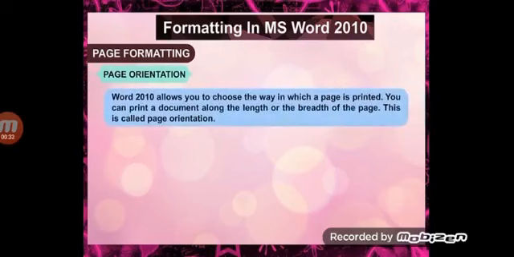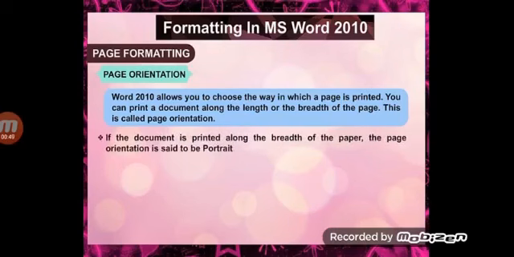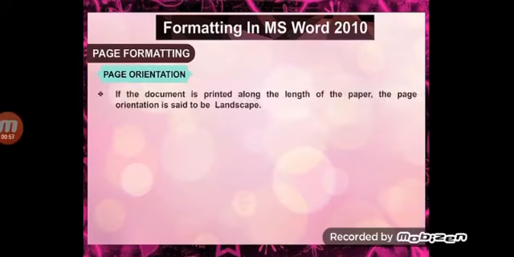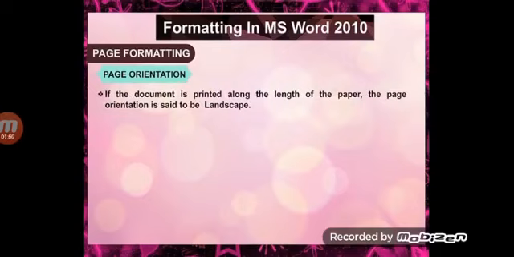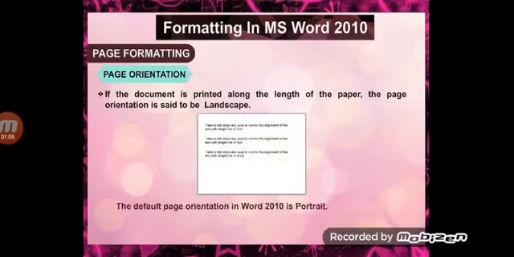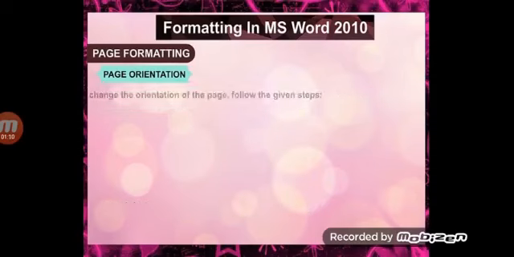Page orientation. Word 2010 allows you to choose the way in which a page is printed. You can print a document along the length or breadth of the page. This is called the page orientation. If the document is printed along the breadth of the paper, the page orientation is said to be portrait. If the document is printed along the length of the paper, the page orientation is said to be landscape. The default page orientation in Word 2010 is portrait.